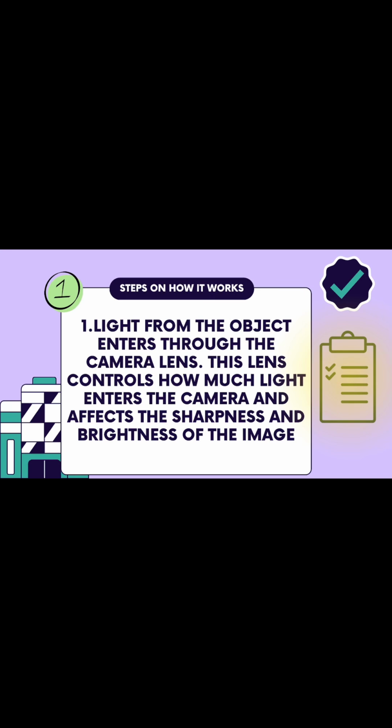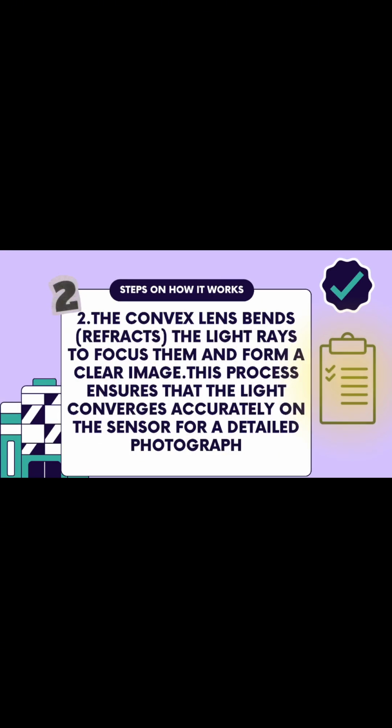This lens controls how much light enters the camera and affects the sharpness and brightness of the image. The convex lens bends, or refracts, the light rays to focus them and form a clear image. This process ensures that the light converges accurately on the sensor for a detailed photograph.